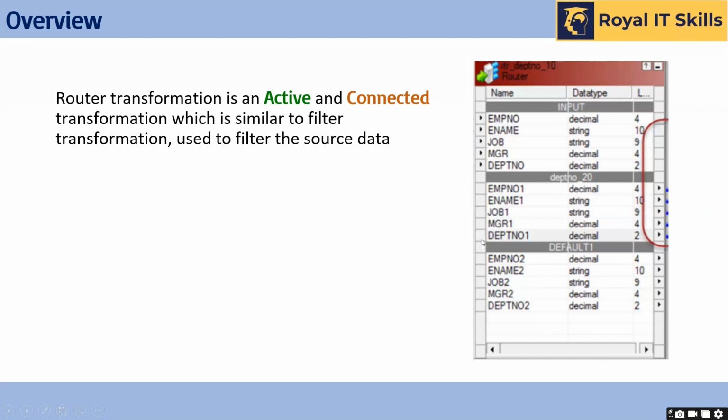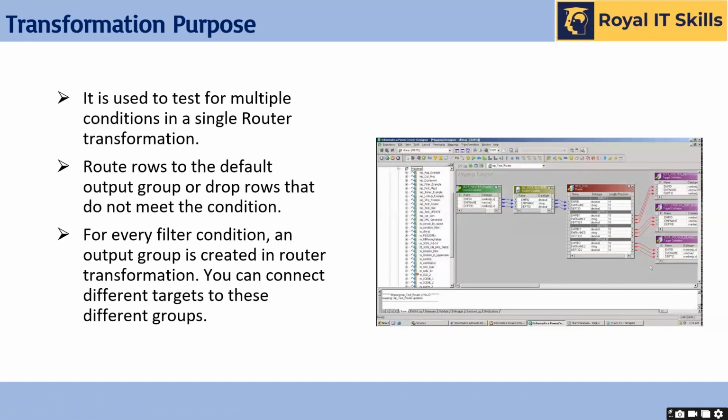We are not discarding or blocking those rows. They will just reside in the default group. If we want, we can use them in the next transformations. Otherwise, we can ignore them. So let's see how it works.